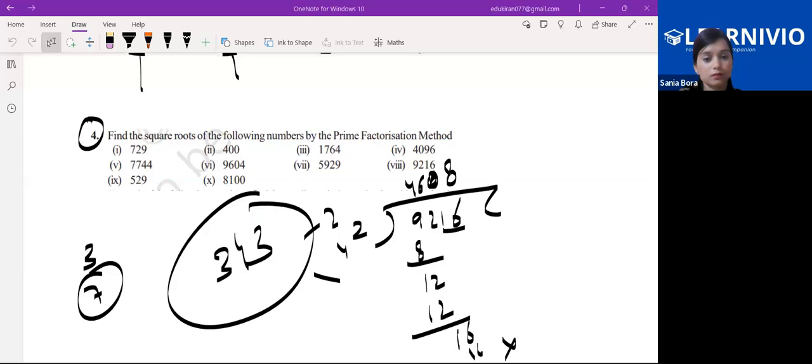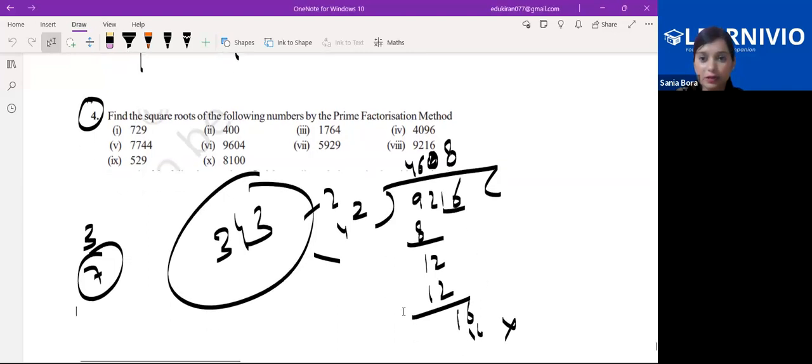Ma'am, I have a doubt in the 8th one. 8th, 9121. Tell me. 468. This is what I told Ibrahim in the last class only, na? 4608. I solved it here also.